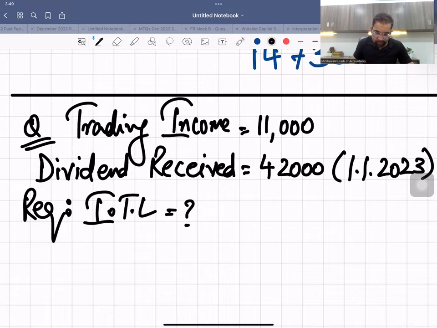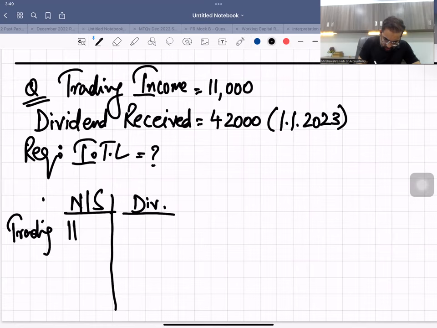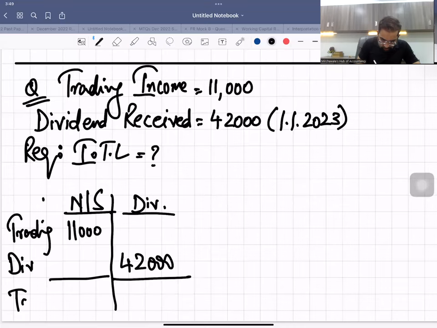Okay, let's do it. You will have non-saving and then dividend. Non-saving is trading, which is 11,000. Dividend is how much? 42,000. You will have a total income of 11,000 and 42,000, right?